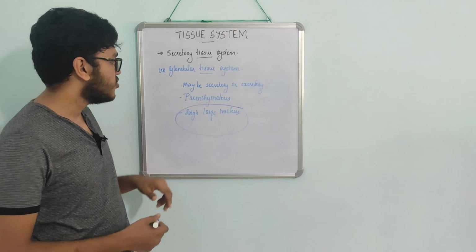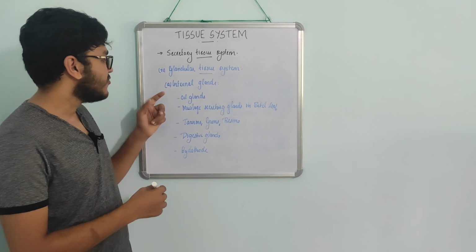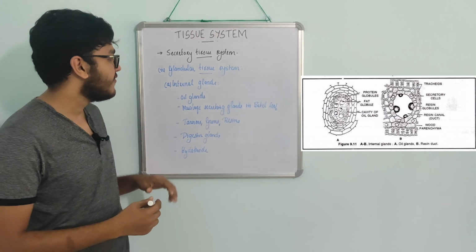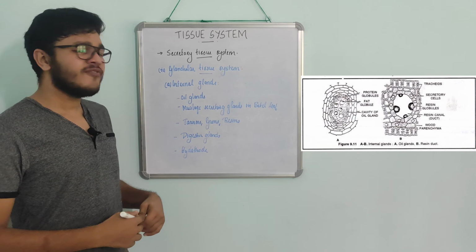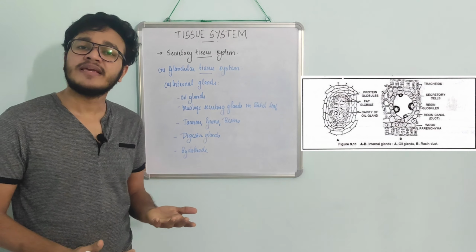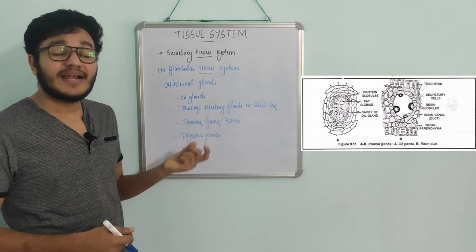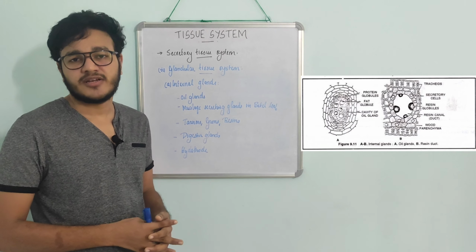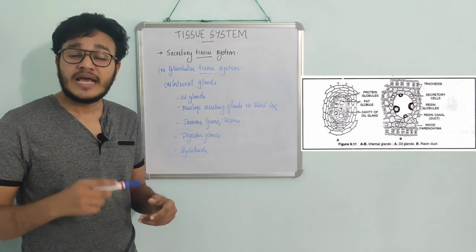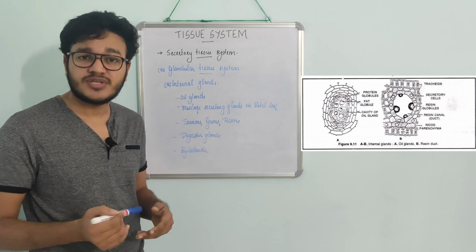Now let's see the two classifications of glandular tissue system. Okay, now the first one is the internal glandular tissue system. What we have to focus here is that we have to mention some of the internal glands in the plants. That's all we have to discuss here. So first, internal glands. These are the glandular tissue systems which are in the internal parts of the plant, not in the epidermis, because in the epidermis what we see is the external glandular tissue system.